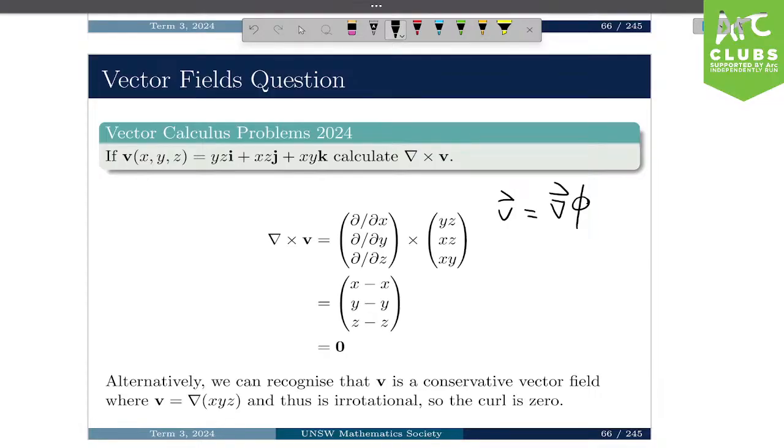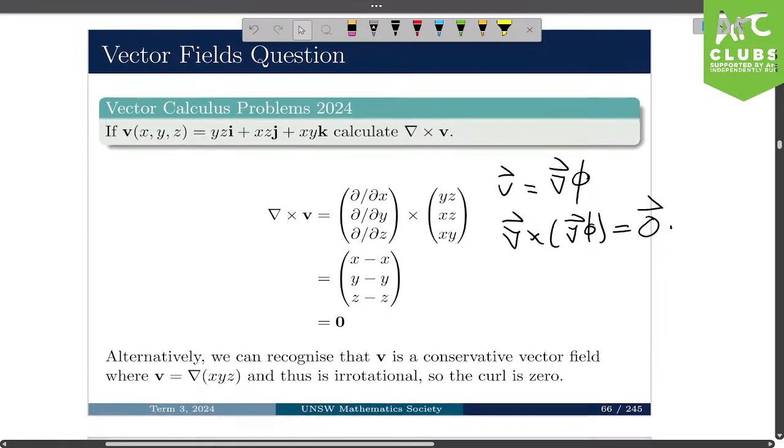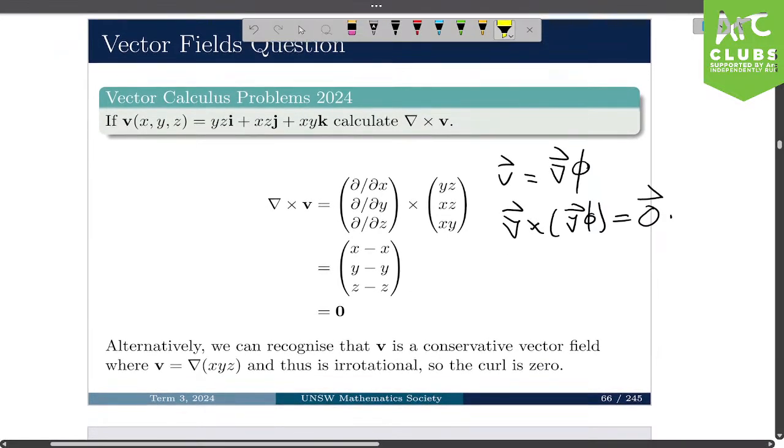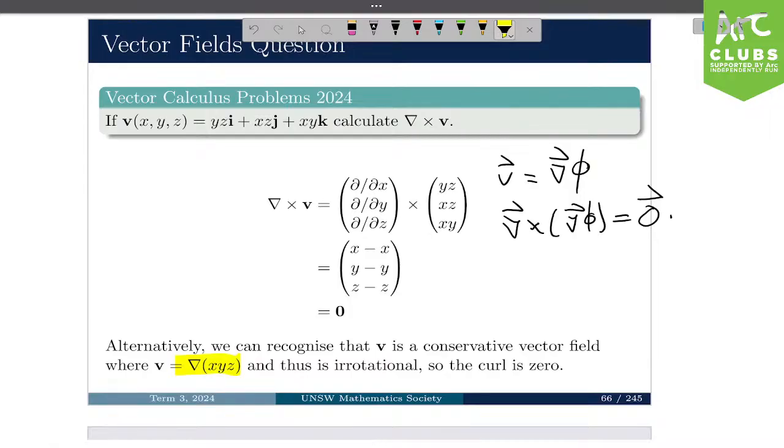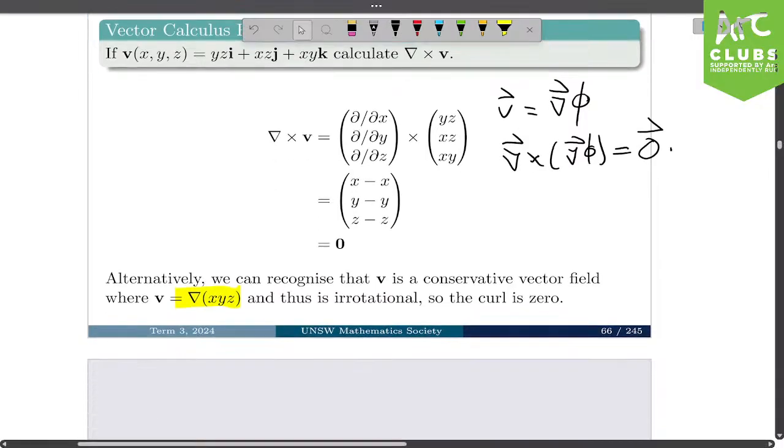And we have a property that the curl of any conservative vector field is always 0. Conservative vector fields always have 0 curl. You can prove that yourself using Clairaut's theorem or the mixed partial derivative theorem if you want. I'm not going to go over that now. But yeah, you can recognize that it's a conservative vector field of the form that. Therefore, the curl must immediately be 0, which saves you a bit of computation, but again, harder to spot.